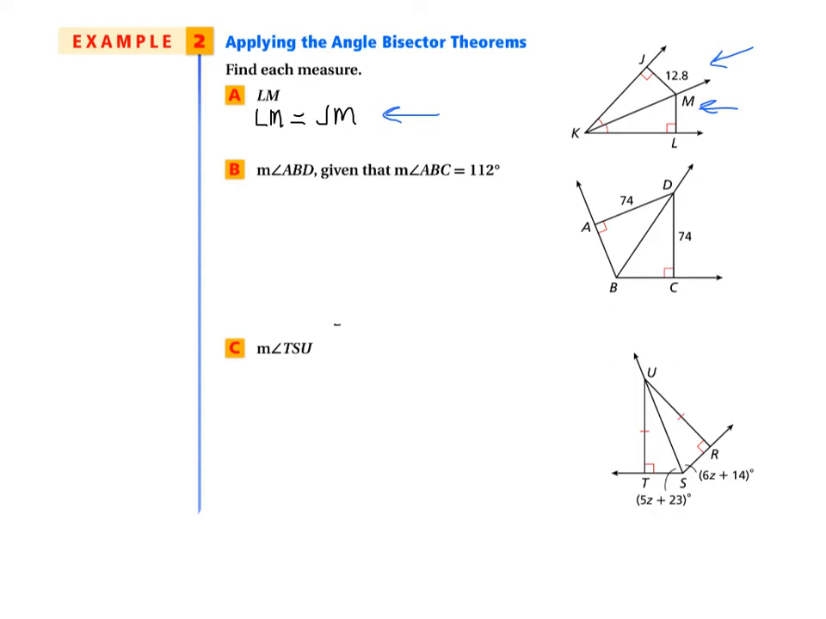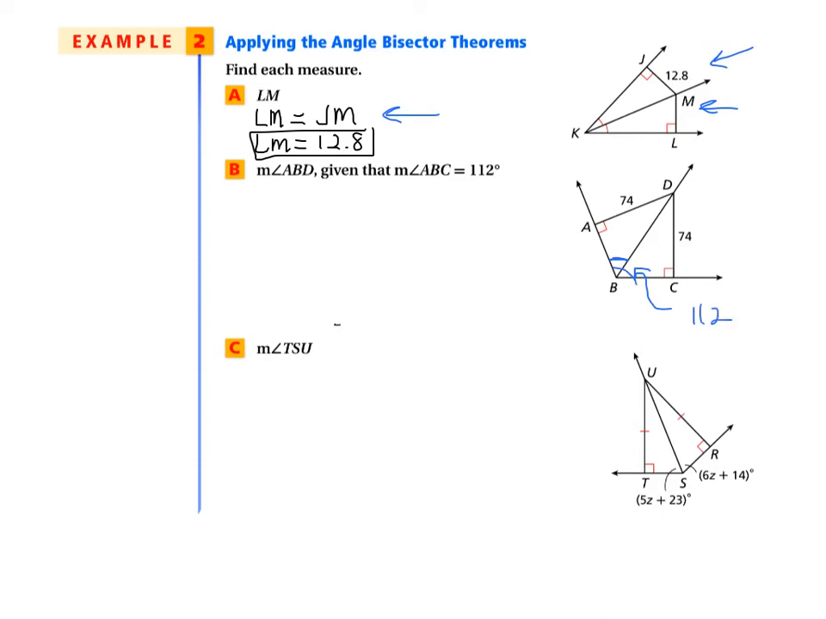Then by substitution, I would plug in 12.8 for JM, and we would get my answer as LM equals 12.8. Now in B, we want to find the measure of angle ABD. ABD, I'm going to mark in blue here, is that angle right there. We're given that this whole angle is 112.